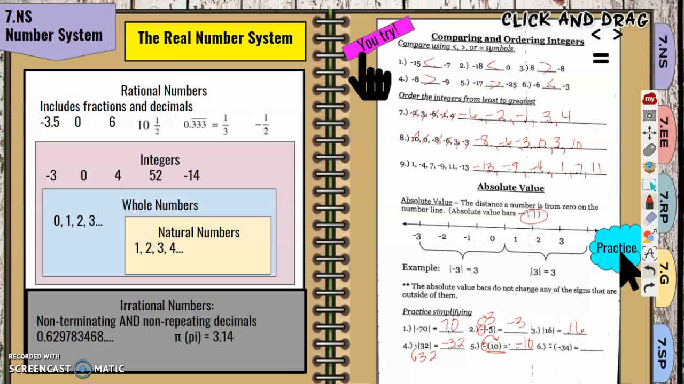Same thing for number 6. This is parentheses, not absolute value. So all I'm doing is taking the opposite of negative 34, which is positive 34.